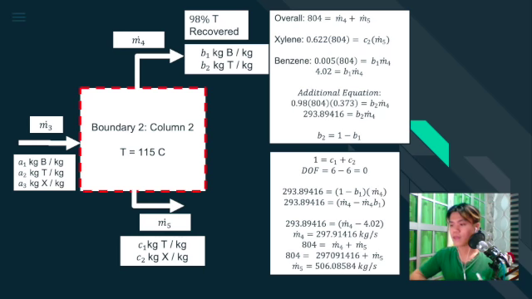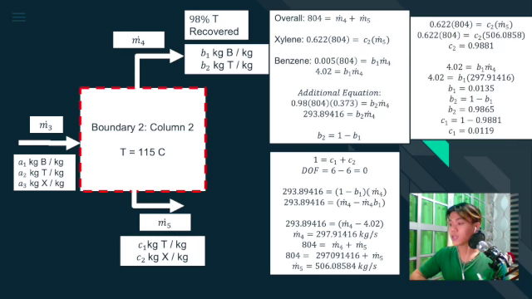506.08584. Now that we have m.5, we can check in equation 2 since m.5 is involved, to obtain C2, which is 0.9881. Now in equation 3, we can also solve for B1 since m.4 is calculated, which is 0.0135. Substituting the value of B1 into equation 5, we have a B2 value of 0.9865. Finally, in equation 6, we can calculate C1, which is 0.0119. That makes up every component in the second boundary.